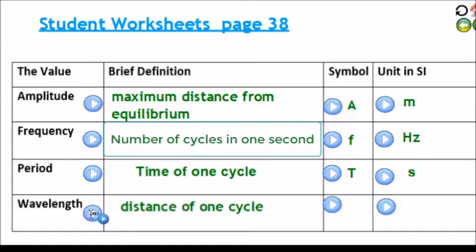The wavelength is the distance of one cycle. This is given a special symbol, which is lambda, a Greek letter. And it is again measured in meters since it is a distance.